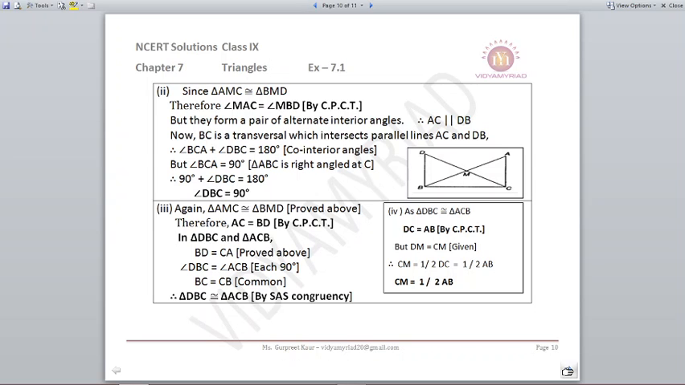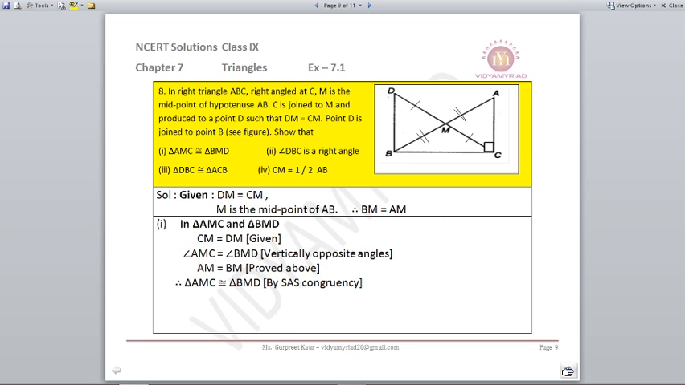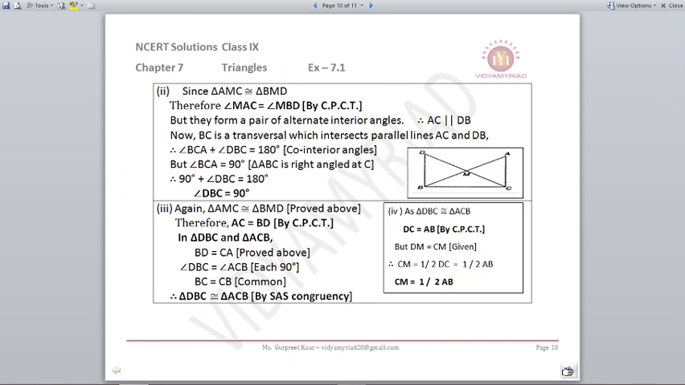Third part, let us see what we have to prove. In the third part, we have to prove triangle DBC is congruent to triangle ACB. So let us prove it. I have the figure here also. Now because we have proved triangle AMC is congruent to triangle BMD, we can say that AC is equal to BD by CPCT. We need to have something common or equal there.